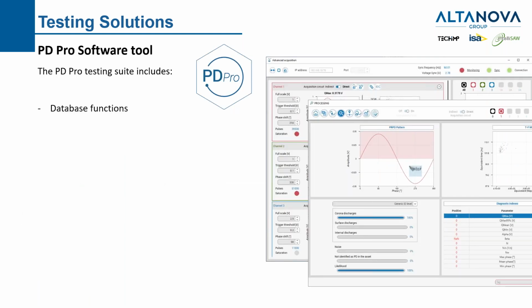PD Pro software tool. We have done recently a webinar about the PD Pro. You can also find all the information on our website, and I think also the presentations as well. PD Pro basically gives us database functions. So we will have the data very organized for each generator, for each motor. We will have data organized also by sensor used and correlated with the time on the trending functions. It includes obviously data acquisition function and PD data analysis tools.